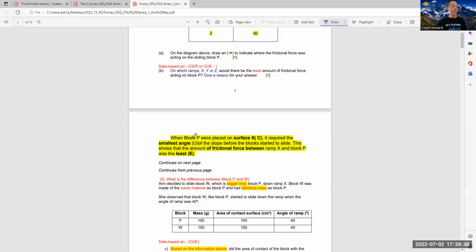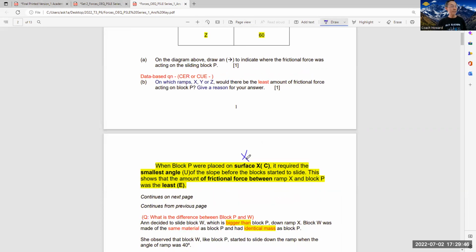I have modified the answer. So it's actually ramp X. Okay, the reason you quote: ramp X required the smallest angle of the slope before the block starts to slide. This shows that the amount of frictional force between ramp X and block P was the least. So you put ramp X, and this is the answer.